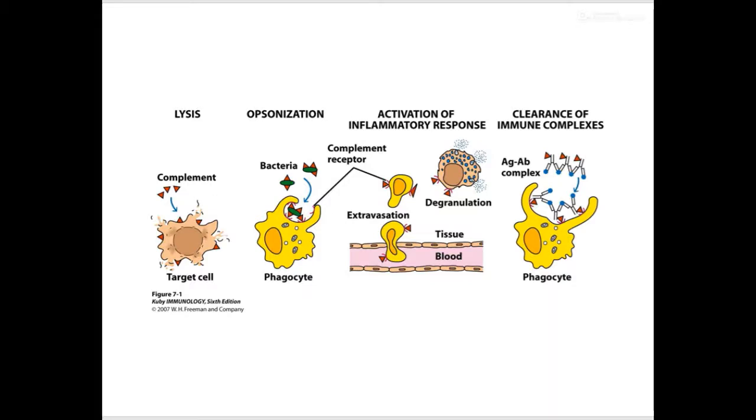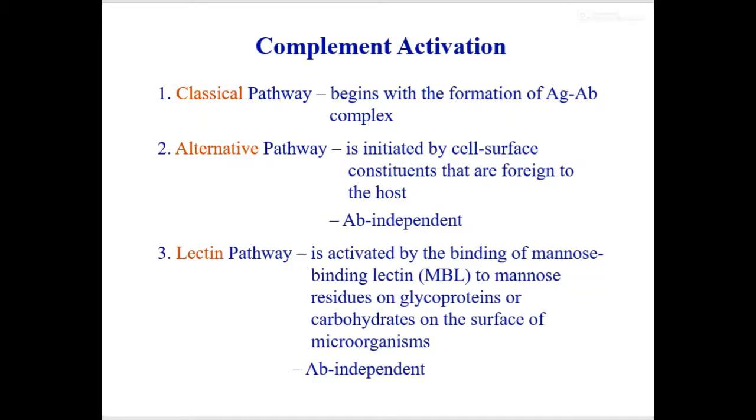Now, these complements get activated by three different pathways. One is the classical pathway. This happens when a normal immune response has to be triggered, when an antigen antibody complex is formed. And there is another, the alternative pathway, which is triggered when cell surface constituents that are foreign to the host are present, and it is antibody independent.